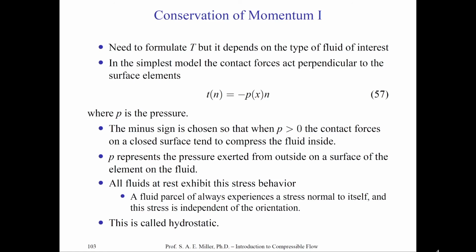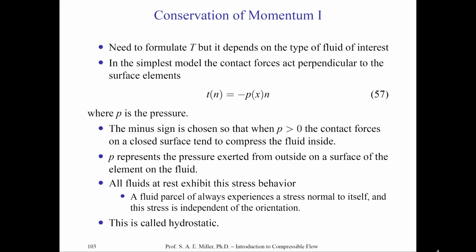Let's return and continue with conservation of momentum. Now we still need to formulate T, the stress tensor, but it always depends on the type of fluid of interest, and that's why we left it as is for now. The simplest model of capital T, the stress tensor, might be just the contact forces acting perpendicular to the surface elements. So we might write little t of n, the unit outward pointing normal, is negative p of x times n. Here we introduce p as the pressure, and indeed p is defined as the internal stress of the fluid acting on the normal surface of the fluid parcel as it deforms through Euclidean space.